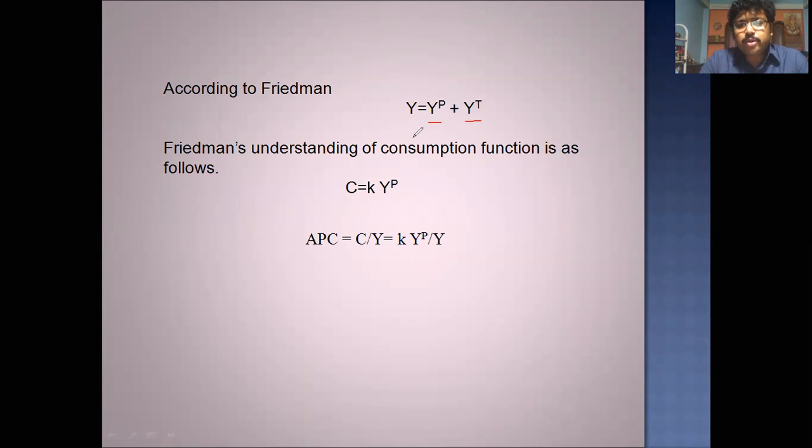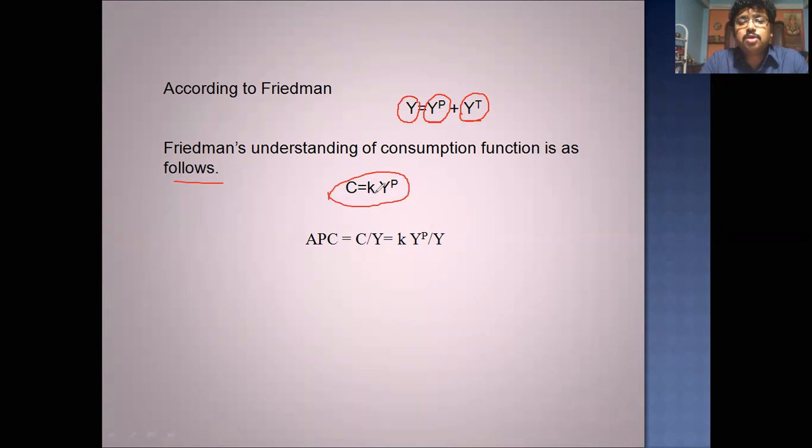Okay. In another way, we can say that this is the average income, and this is the deviation from average income. Transitory income is nothing but, for example, an individual getting a lottery. And transitory income does not influence current consumption as much as permanent income does. So this is Friedman's understanding of the consumption function.